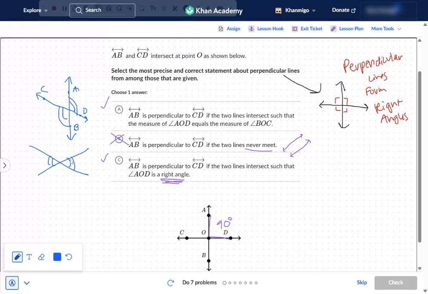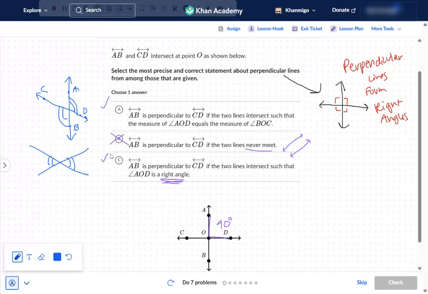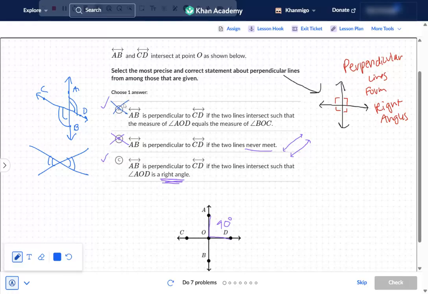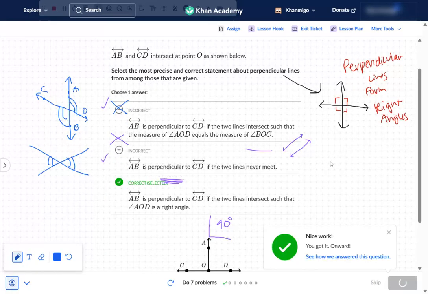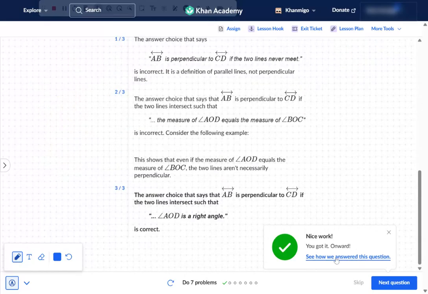This is clearly an acute angle. This one's obtuse up here. So they would be equal, but they're not specifying that it's 90 degrees. So now I'm having doubts. Now I'm like, maybe not A. So let's go ahead and check. Yay, perfect. Did they explain?